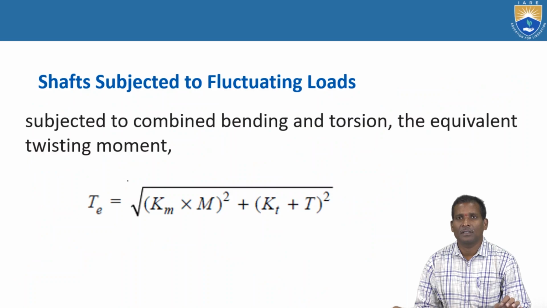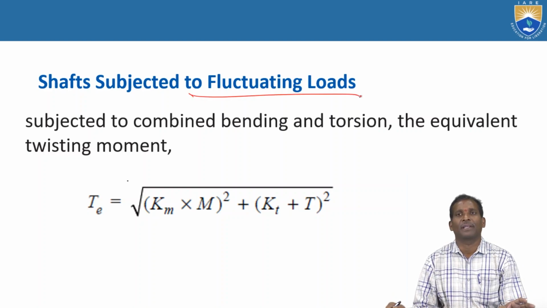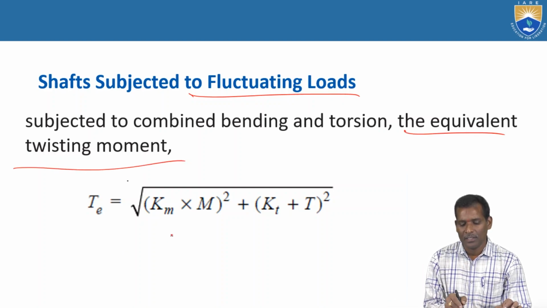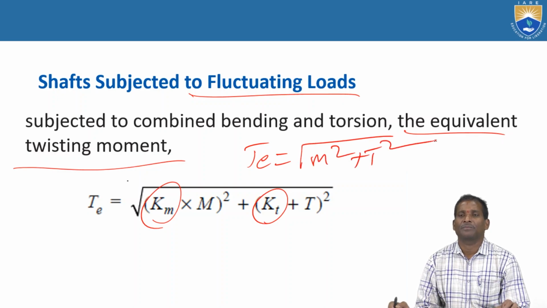So the next one is, sometimes the shafts are subjected to fluctuating loads. Already we have discussed fluctuating loads and cyclic loads in the fatigue topic. They fluctuate; the load varies from minimum to maximum. So when subjected to combined bending and torsion, the equivalent twisting moment, as you already know, is T is equal to square root of m square plus t square. M is the bending moment and T is the twisting moment.